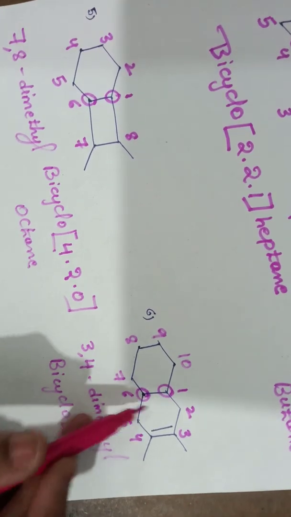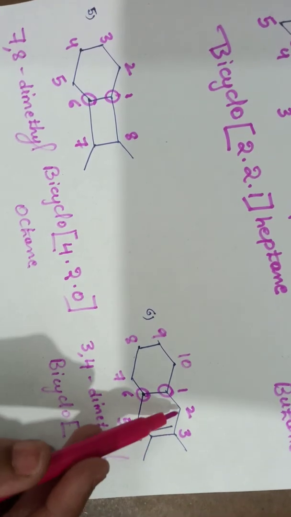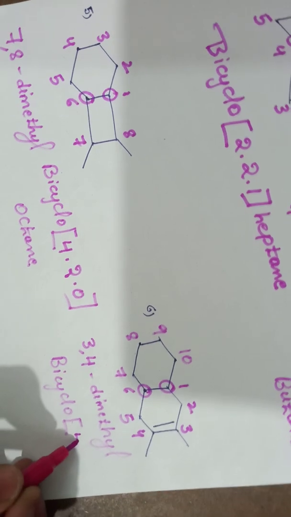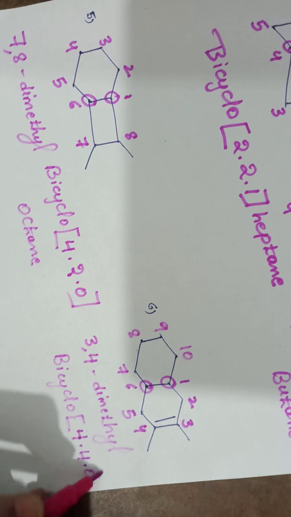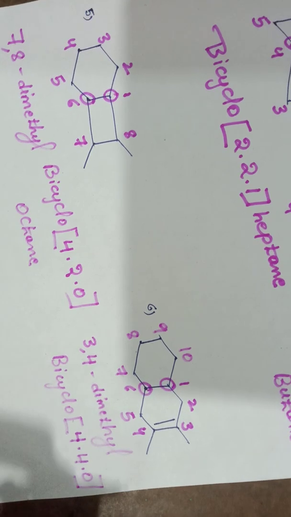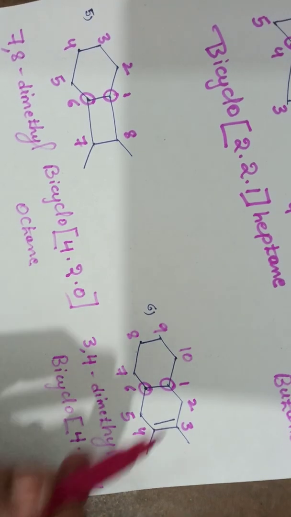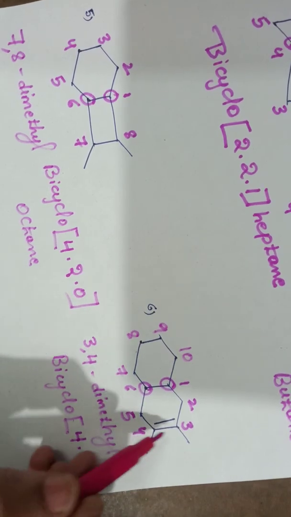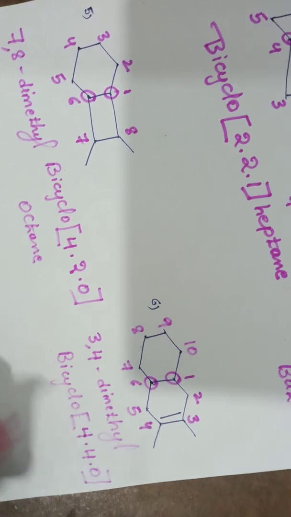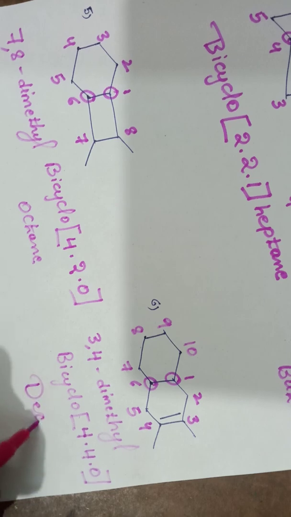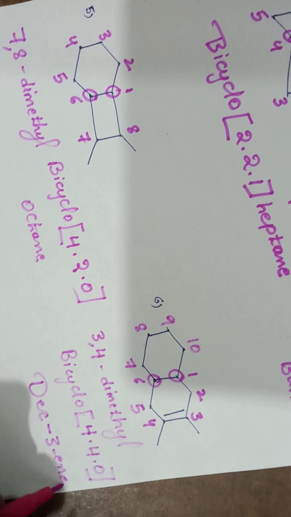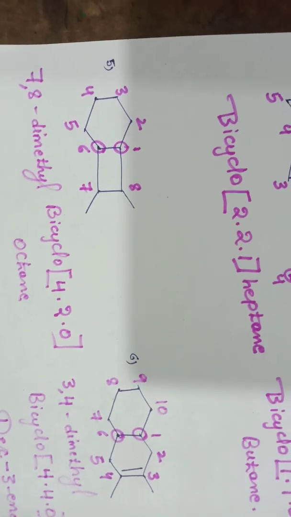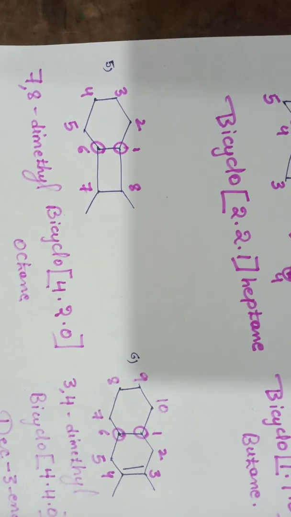Other than these bridgehead carbons, we are having 4 carbon atoms left here. 4. Here also 4. Is there any bridging? No. 0. Okay. Total number of carbons is 10. That means dec. But here the ene position is existing. So dec 3 ene. Is it clear? Okay. From this I think it is easy for you for the naming of bicyclo compounds.